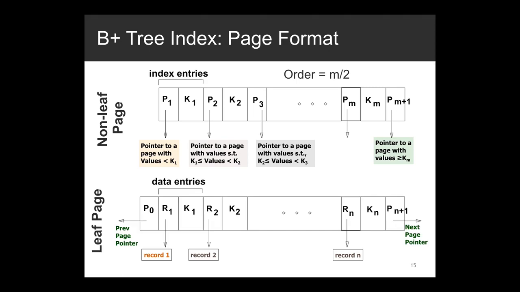What does a leaf page look like? Now it depends on your alternative. If you use alt record, alt RID, alt RID, there are 3 alternatives. Now here, for example, we use the alt RID alternative. You still need key value. So that's your K1, K2, Kn. But you have the data entry, which is R1, R2, all the way till Rn.